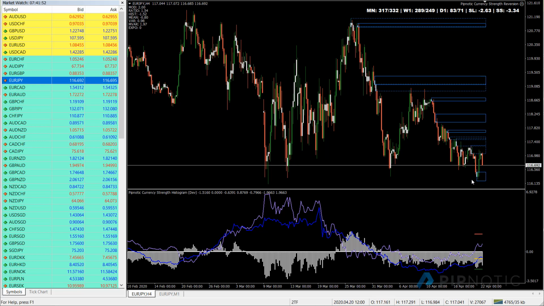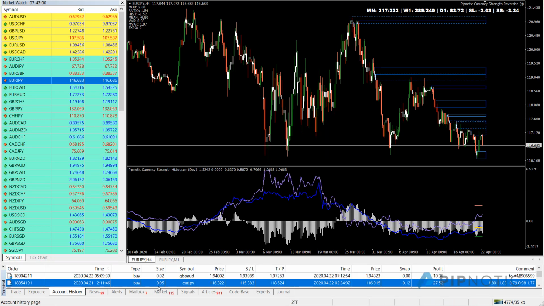Right here at the absolute lows, and I got out just here at the highs. Okay, so pretty fascinating, and let me just show that to you. Here it is, buy. We bought 5 micro lots. We got in at 116.32. Let's mark that off. 116.